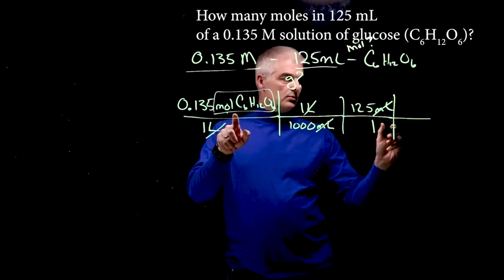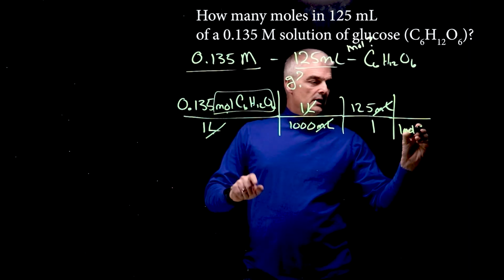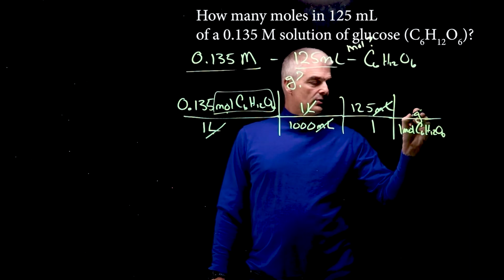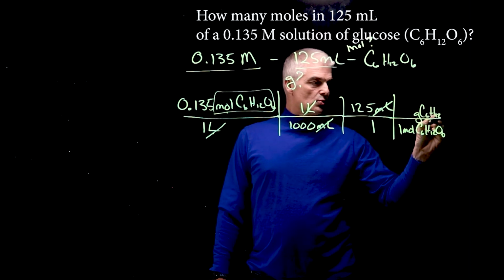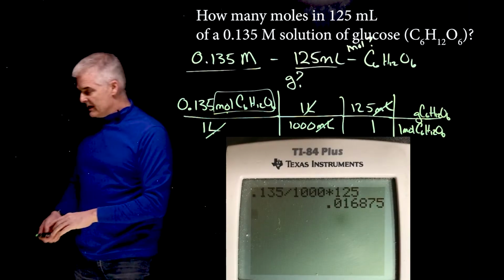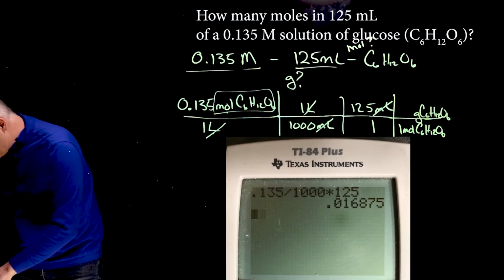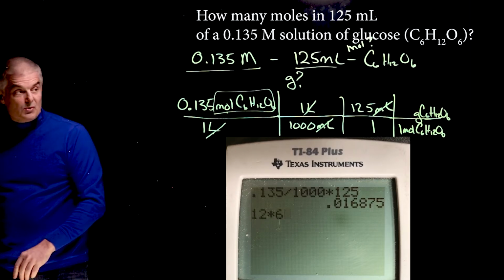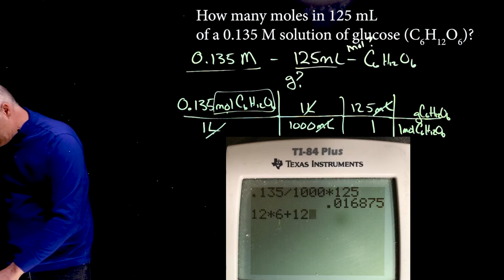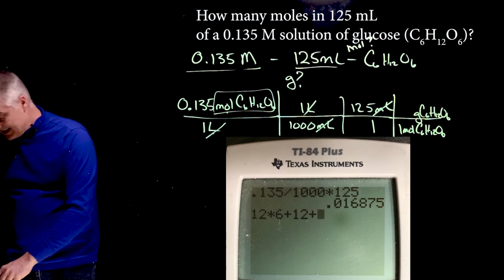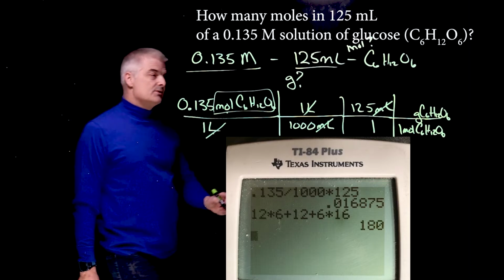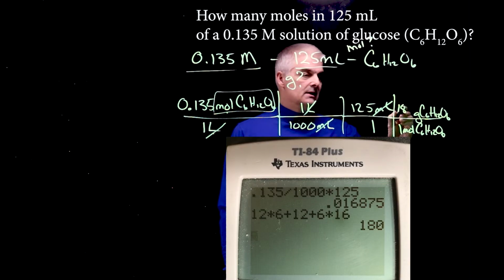I can take the moles, I can say 1 mole of C6H12O6 is so many grams of C6H12O6. Now, I've got to figure that number. There's 6 carbons, so back to the calculator, right? So that's 12 times 6. Carbon weighs 12, plus 12 hydrogens. Hydrogen weighs 1. Plus 6 times 16. Oxygen weighs 16. So this is 180 grams.